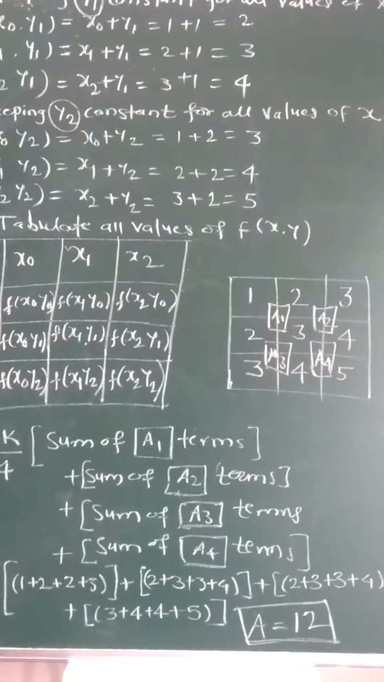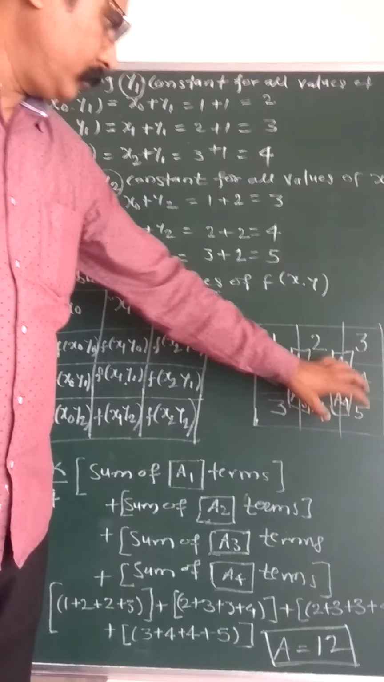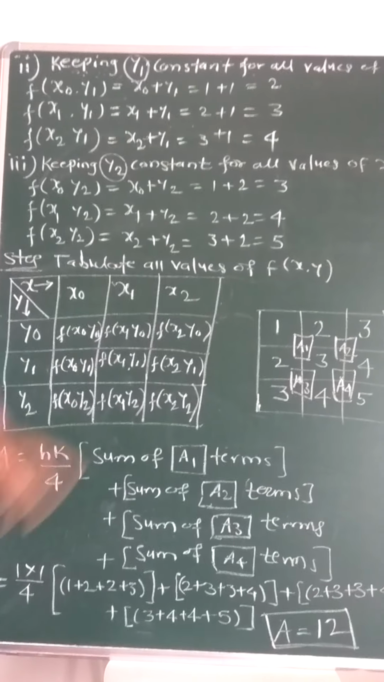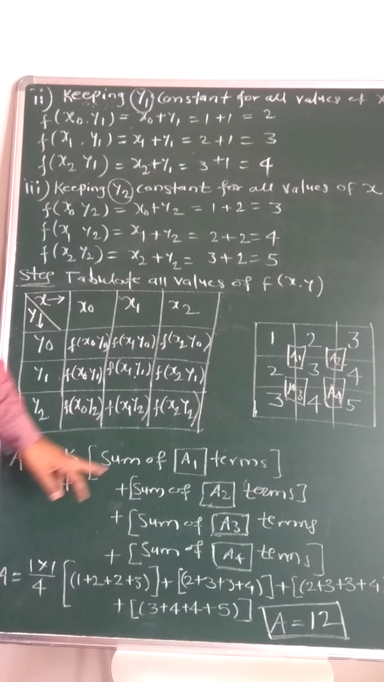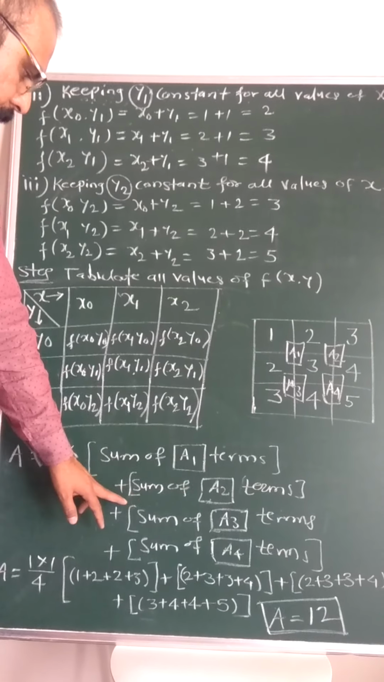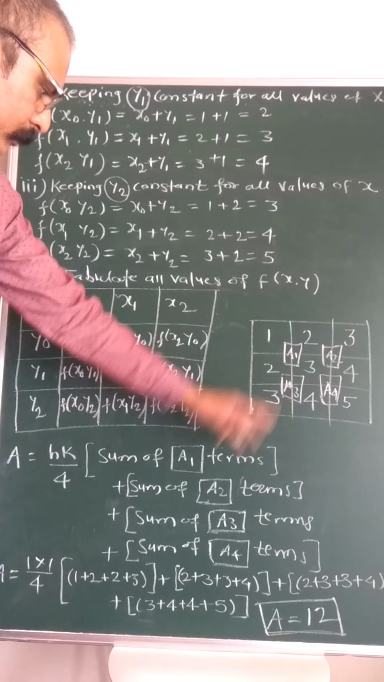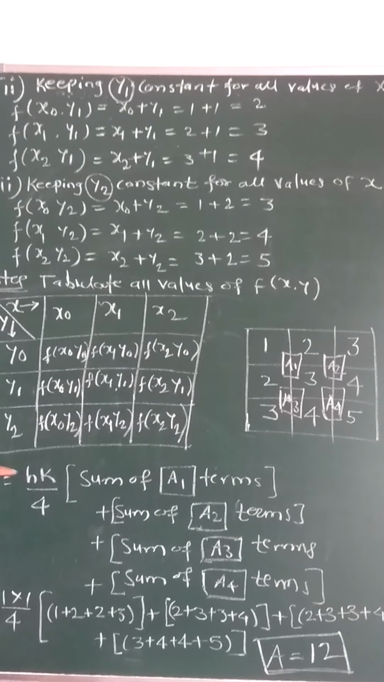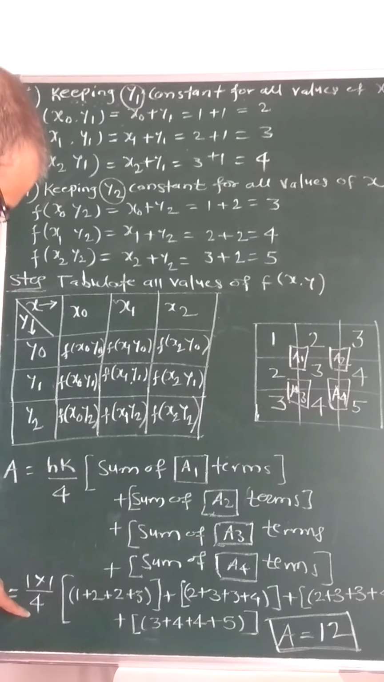Addition of area a1, area a2, area a3 and area a4 will give you the total area under the given curve by using the trapezoidal rule. Therefore the formula is A is equal to hk by 4 times the sum of the a1 square terms plus the sum of the a2 square terms plus the sum of the a3 square terms and lastly the sum of the a4 square terms. h is equal to 1, k is equal to 1. Therefore 1 into 1 divided by 4.